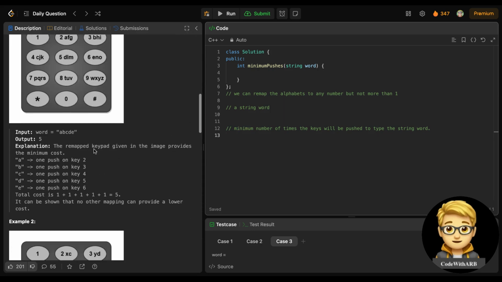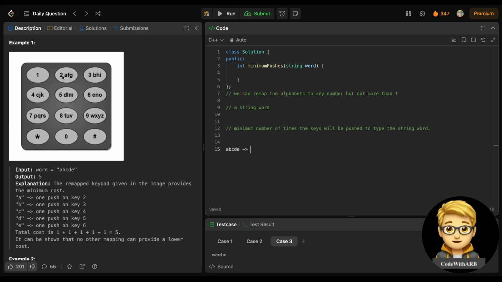If we see the first example, ABCDE, here ABCDE is 5 letters: one, two, three, four, five. In the original keypad, A is first, B is first, C is first, D is first, and E is first on their keys. So we will press 2, 3, 4, 5, 6 one time each, and we will form ABCDE. So the total will be 5. The number of times we will press the keys is 5, so the answer is 5.